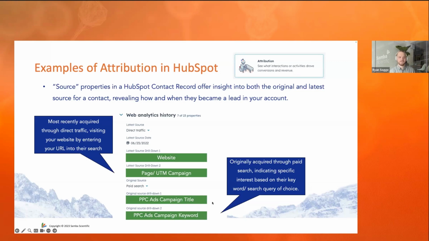And then later, they came back through direct traffic by just entering your website into their search bar. Now, this is just one example, but it could indicate somebody who maybe at first wasn't aware of your brand, and they found your ad through search of a keyword. And then later, perhaps they like what they saw, so they came back through direct traffic here. This could be a sign of someone who needs a little bit more direct follow-up, since they're now actively searching you out after having found you through paid ads.